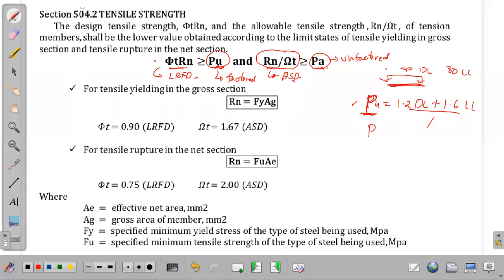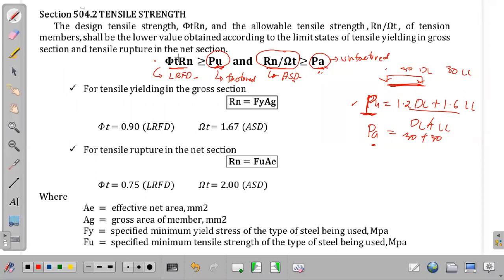Ano yung magiging PA naman natin pagka ASD? Pagka ASD, ang PA natin is just the working load. So 30 plus 30 or dead load plus live load. Okay? Yan yung magiging PA natin. Okay?